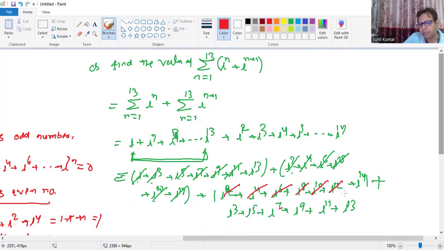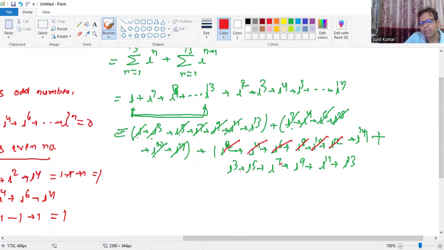And next, what do we get here? i power 13, we get i. So whatever the remaining terms we have right here, again we have i power 3 and here i power 5. i power 3 is minus i, i power 5 is plus i, they cancel. Similarly, i power 7 is minus i, i power 9 is plus i, both are cancelled. i power 11 we have to calculate again, it will be minus i, and i power 13 is plus i.